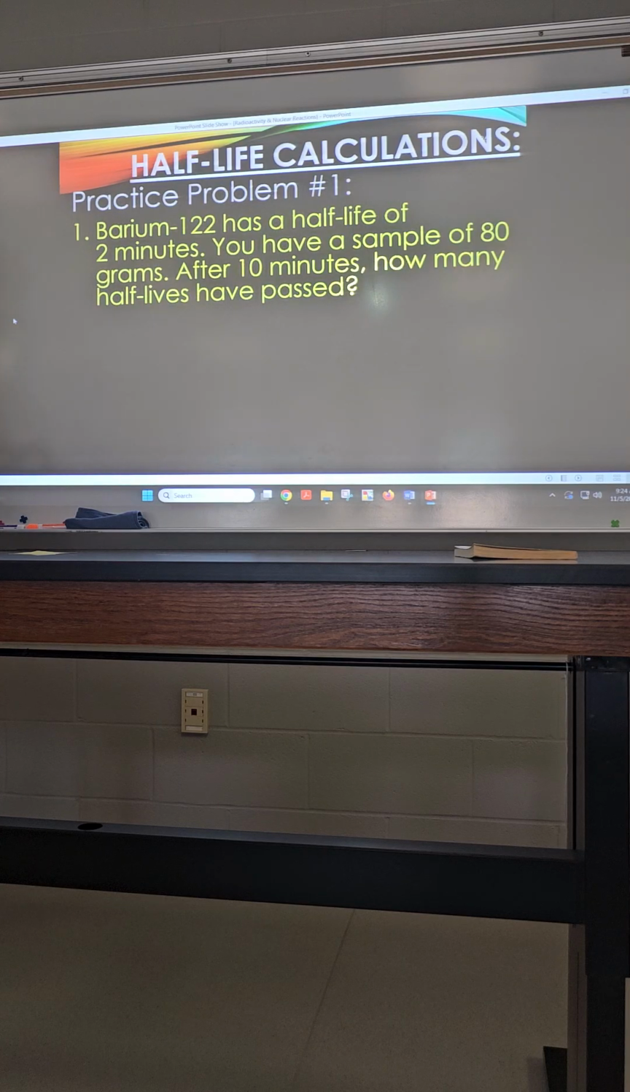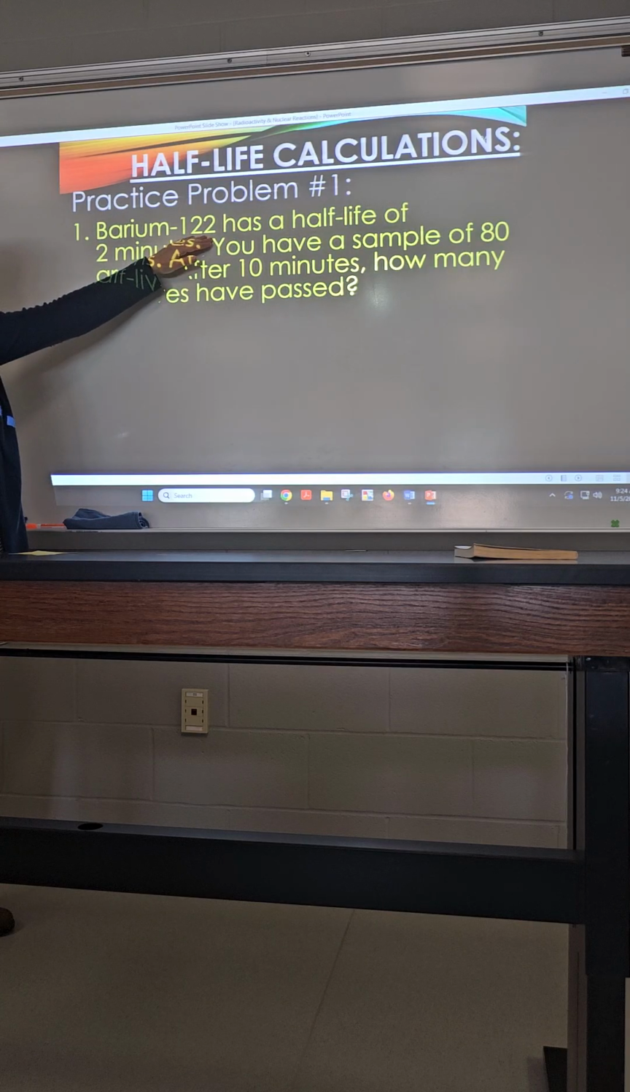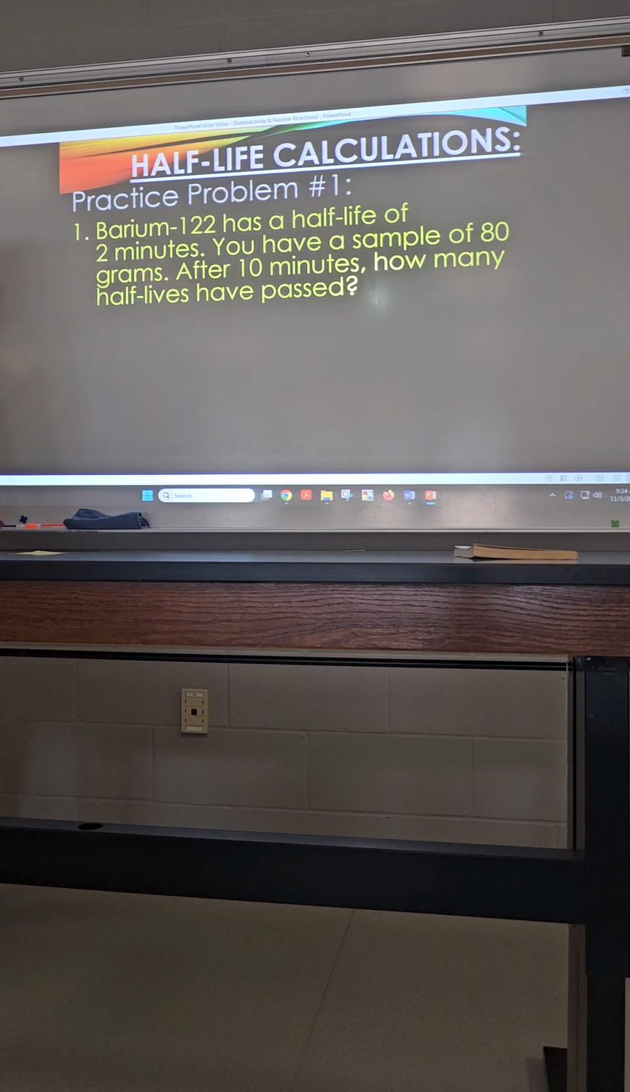This is slide 26. So barium-122, again, that's how we name the isotope. So this is the isotope of barium. It has a mass number of 122. So that 122 is not part of the math. That is part of the name. Right? And it has a half-life of 2 minutes. You have a sample of 80 grams. After 10 minutes, how many half-lives have passed?